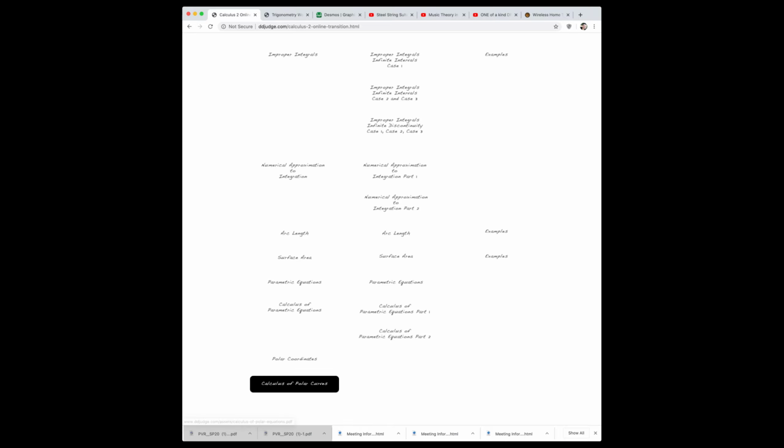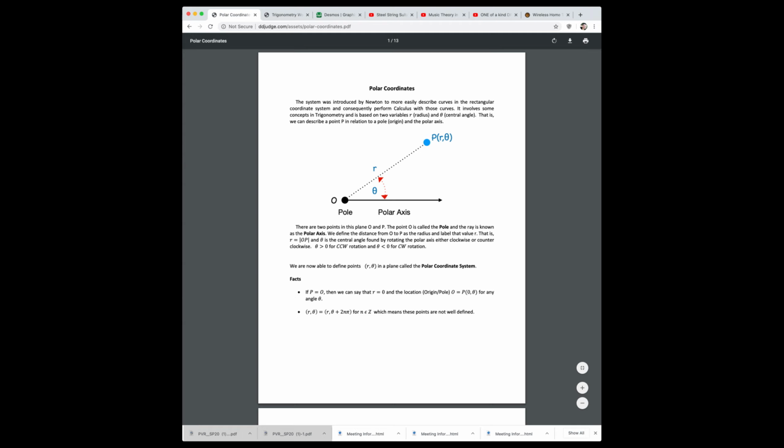Now, today I have a couple of things here for you guys. We got polar coordinates here. So to remind you guys, polar coordinates, this is a topic that's studied in trigonometry. And it's very important because you do calculus of polar curves. This system was introduced by Sir Isaac Newton. And he introduced the system to more easily describe curves in the rectangular coordinate system and then consequently perform calculus with those curves. It's an ingenious system.